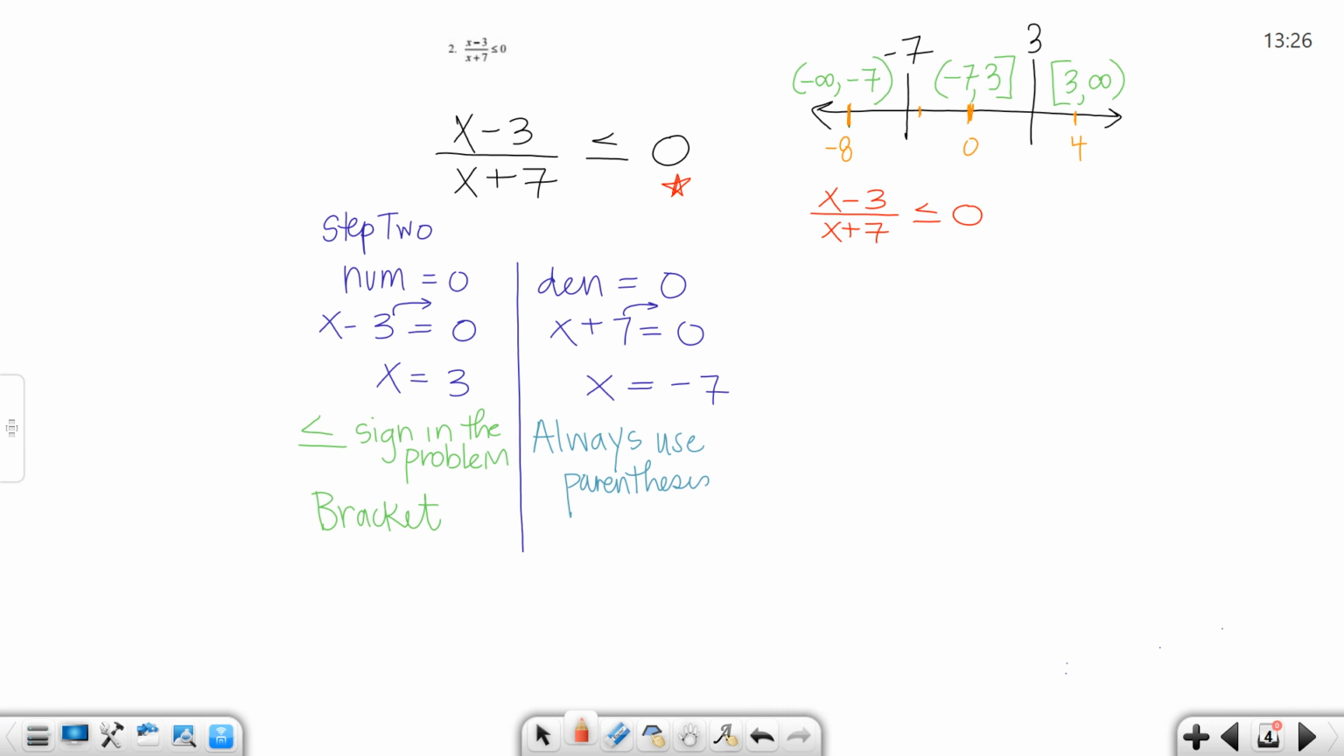Okay, I'm going to start with the number negative 8. Negative 8 minus 3, negative 8 plus 7. That would give me a negative 11 over negative 1. Two negatives make a positive 11. Is 11 less than 0? No, 11 is more than 0. So that means this piece is false.